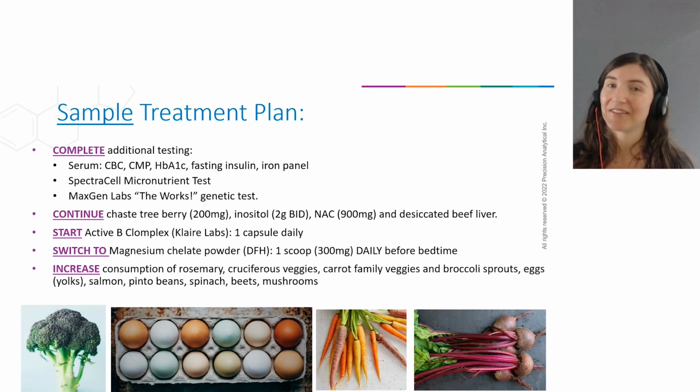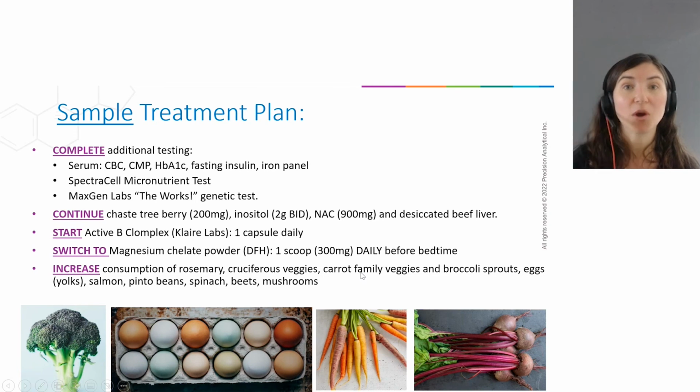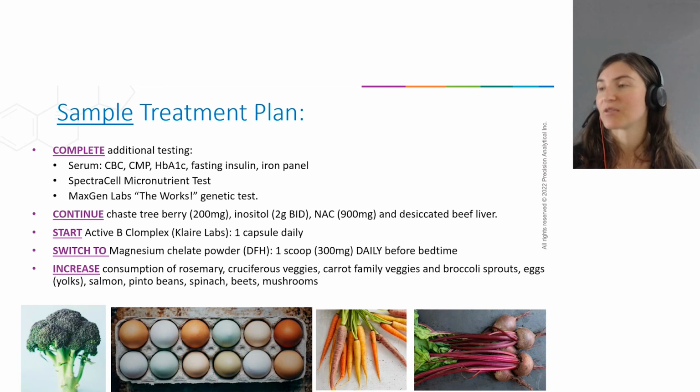And her 4OH is elevated. I don't like that because that 4OH can cause DNA damage. So the magnesium hopefully will help her repair any DNA damage. And then increased consumption. So all of these here, they contain choline, they contain betaine, so they're going to support methylation. But like the rosemary helps block the 4OH pathway. The cruciferous veggies, carrot family veggies, those are going to help push the healthy 2OH pathway in phase 1.